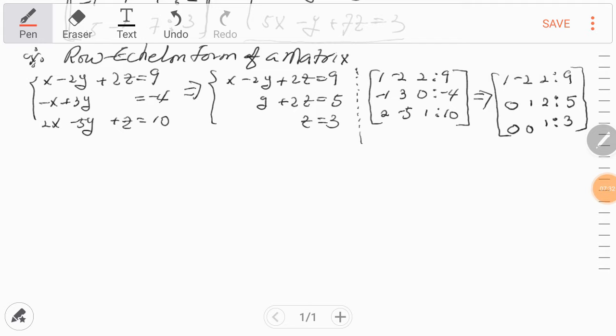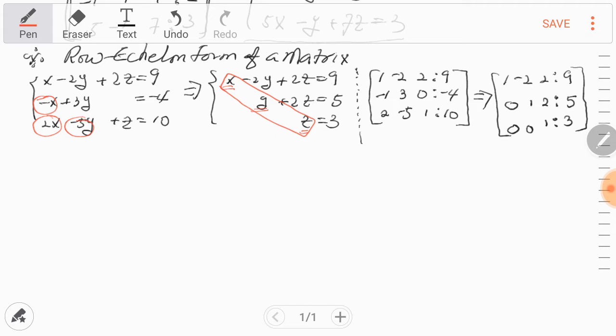Okay, in this example, we will check the definition of row echelon form of a matrix. Let's say here is a system of equations. Earlier, the row echelon form of a system of equations is this. We eliminate the x term from the second equation, and eliminate the x term and the y term from the third equation. As you can see here, the first equation starts with x, the second equation starts with y, and the third equation starts with z. So we call this row echelon form of a system of equations.